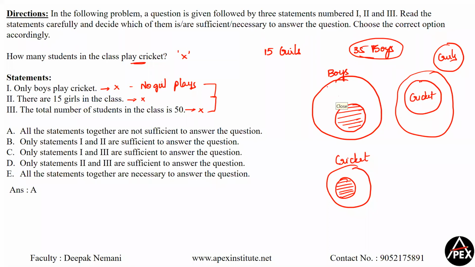Okay. So you cannot have all the 35 boys play cricket. Some of them will play cricket. Do we know the number of boys playing cricket? No. So the answer for this question should be cannot be determined. Clear, guys? Quick responses. Clear. Yeah.